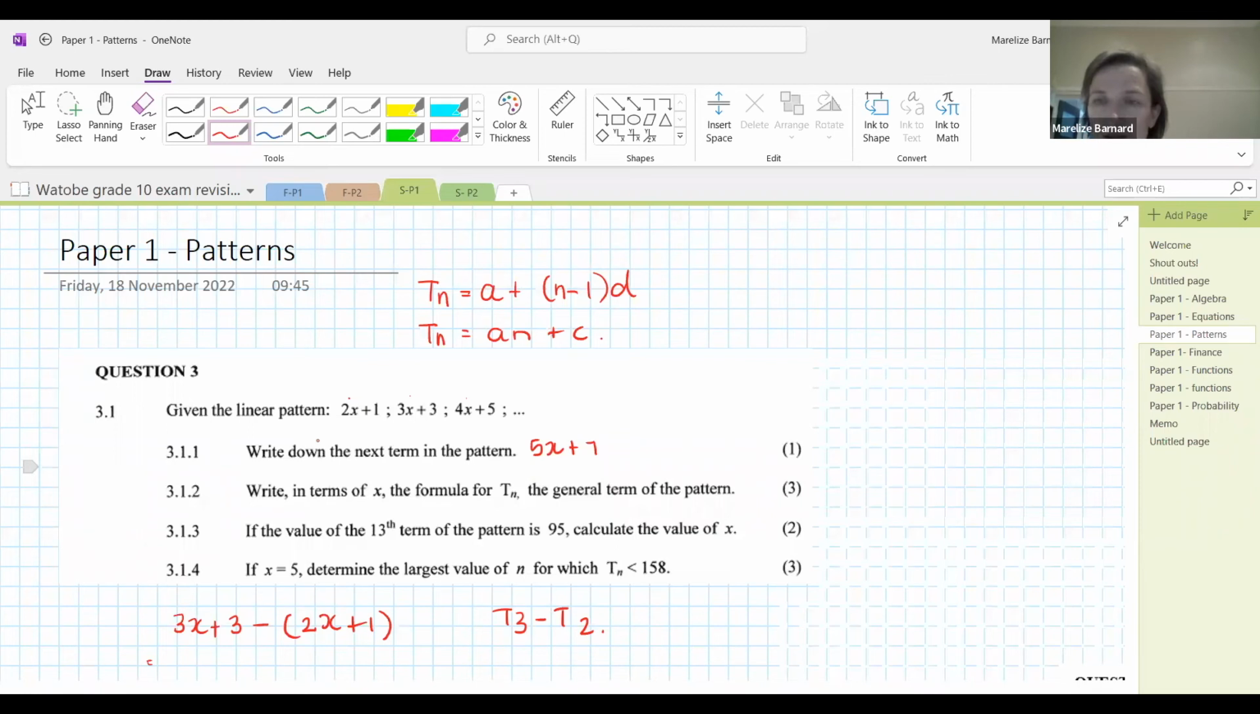Okay, so I'm going to give it about 2 more minutes. See if you can come up with the general term for the pattern, because you do need that part to do 3.1.3 and 3.1.4. Okay, Camujelo's taken a stab at it.